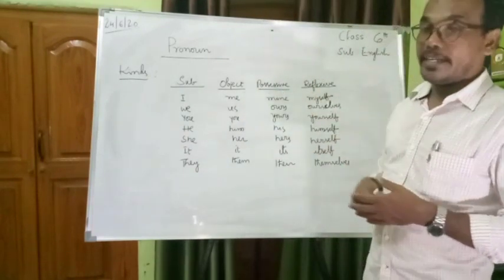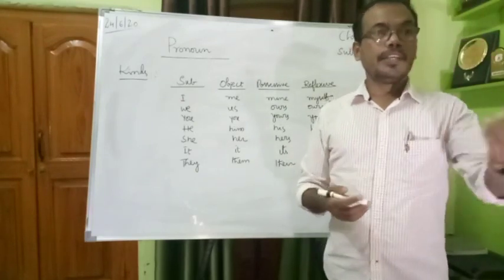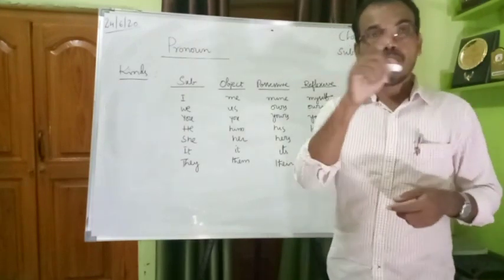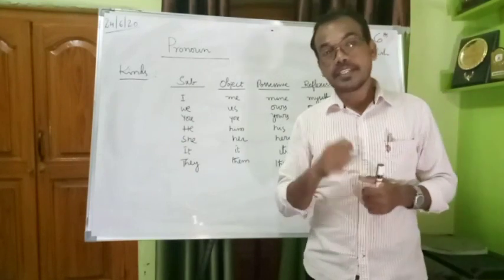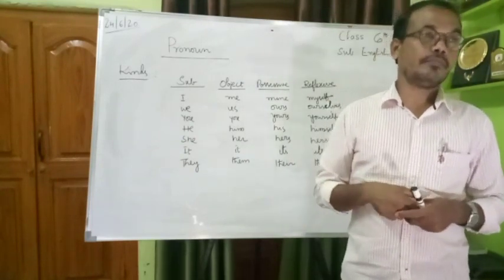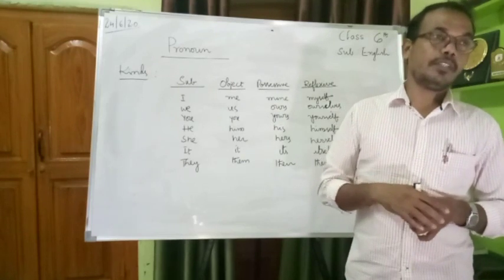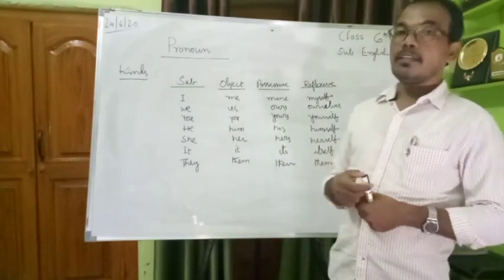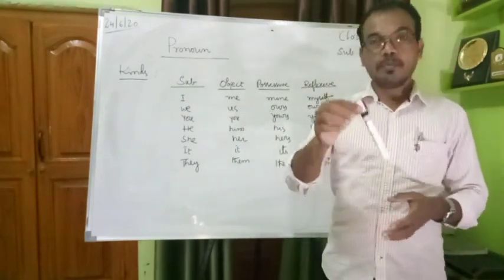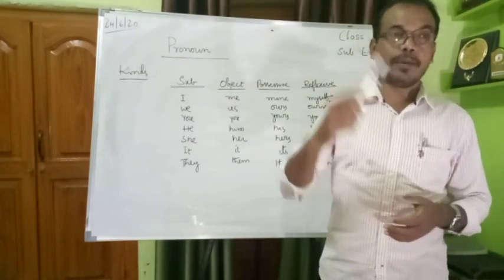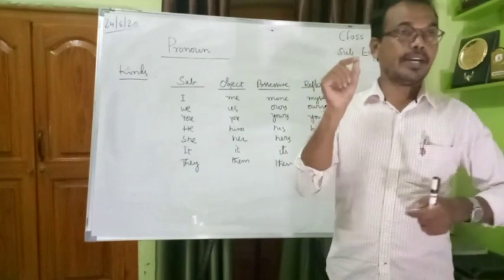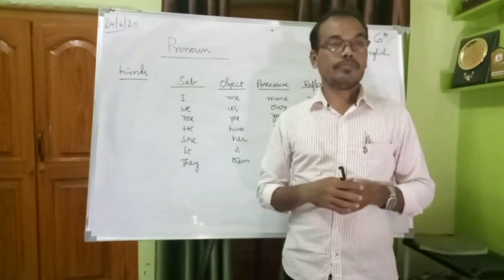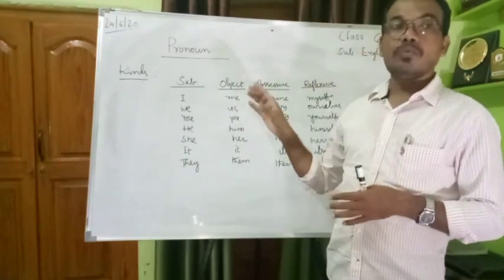Suppose me is there. Please give me 10 rupees. See, you have used me over there. That is called object pronoun. Same, give this book to him. Give this pen to him. Him, underline it, write it as object. So, write sentences on your own by using these words.